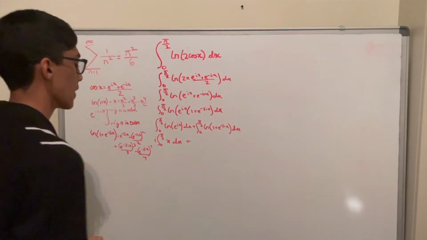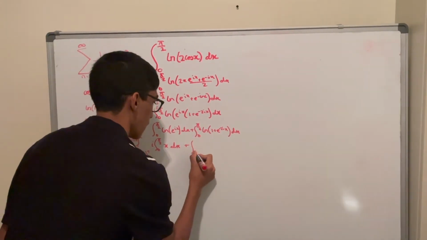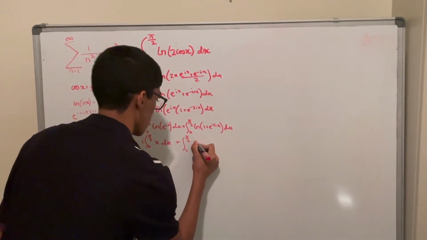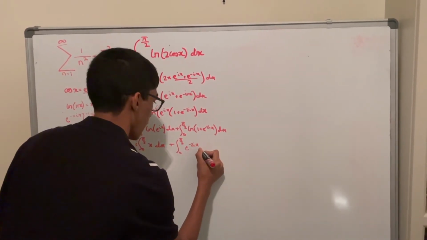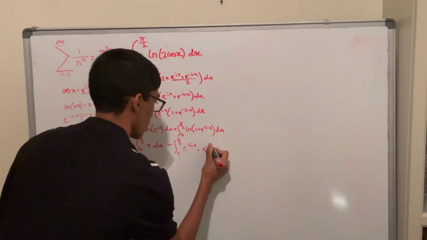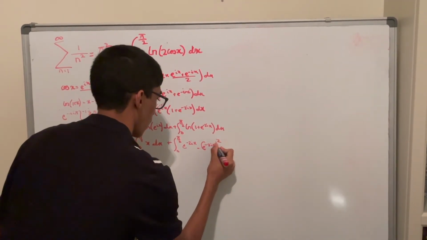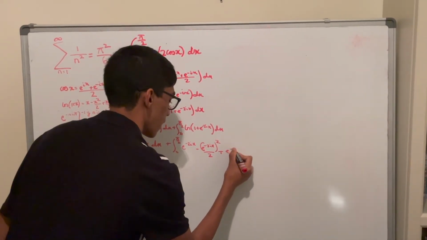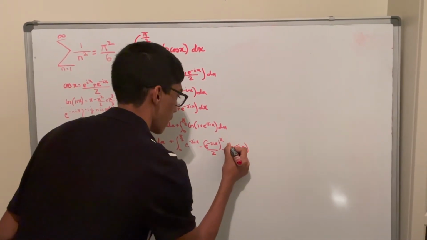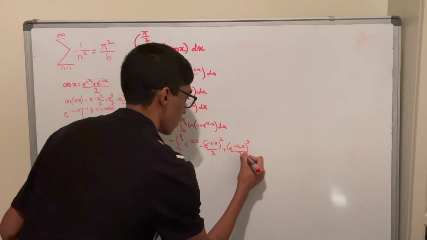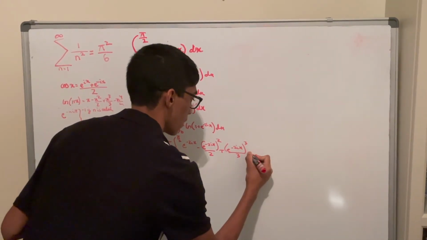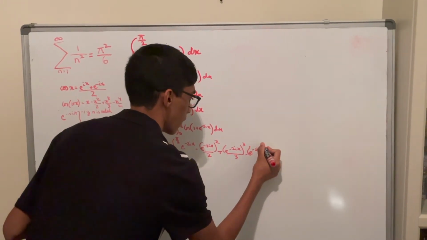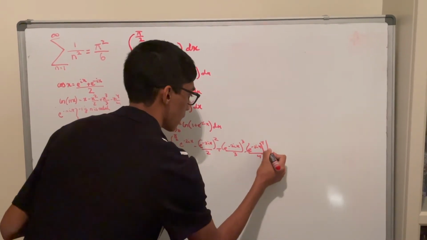And now we can replace that in the integral. The integral from 0 to pi by 2 of e to the power of minus 2ix minus e to the power of minus 2ix whole squared over 2 plus e to the power of minus 2ix to the power of 3 over 3 minus e to the power of minus 2ix to the power of 4 over 4 dx.